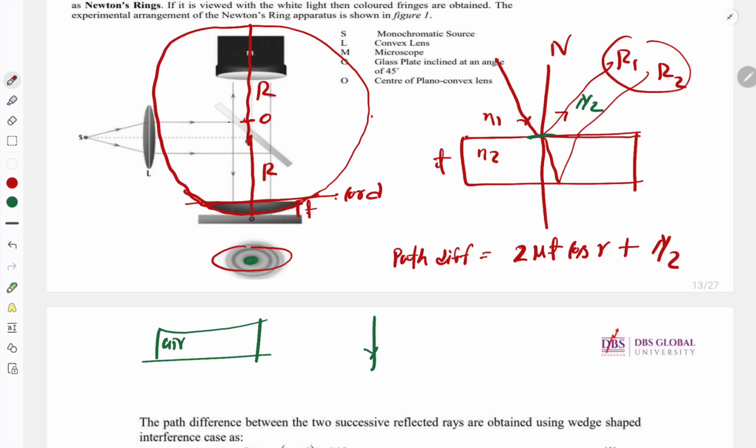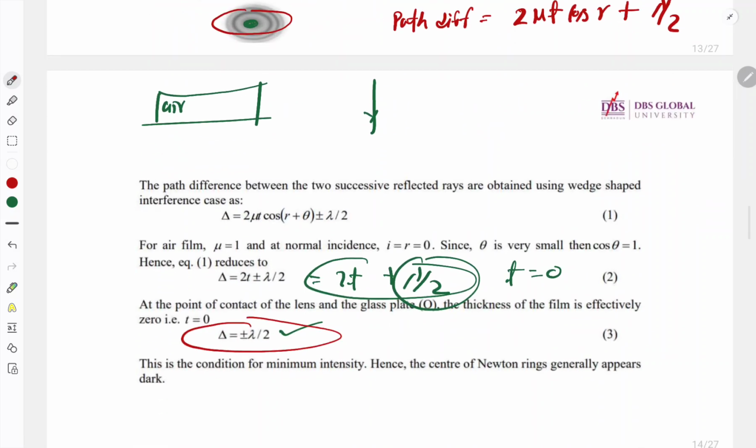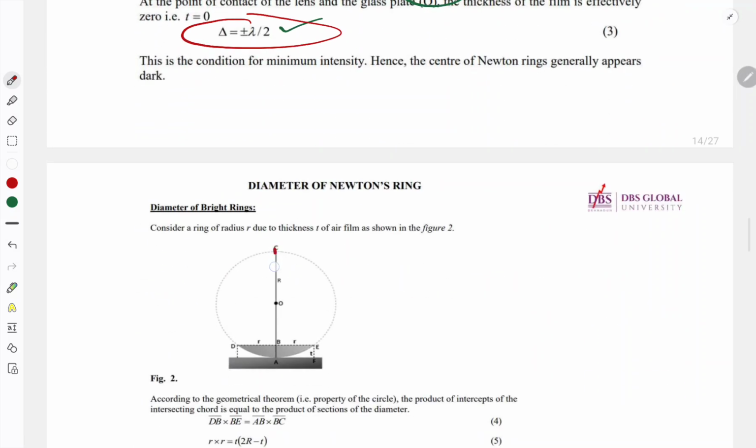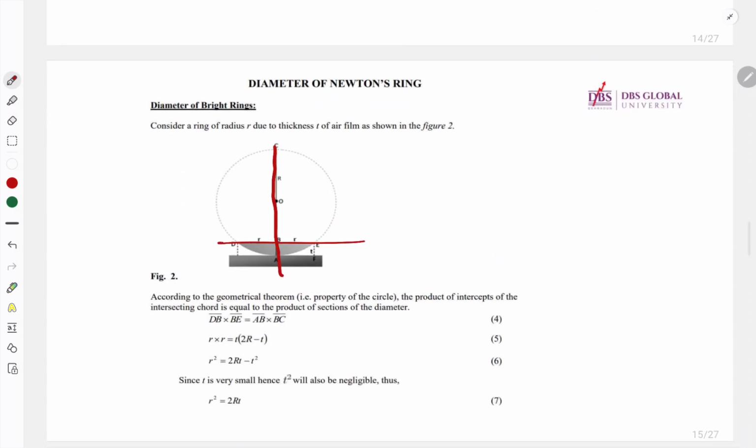Now there is a property of circle: when two chords intersect each other, these are the two chords which are intersecting each other, so the intersection ratios are the same. So that means if you multiply DB plus B, it equals AB into BC. So this is the property of what? Circle. Okay, this is the property of circle.